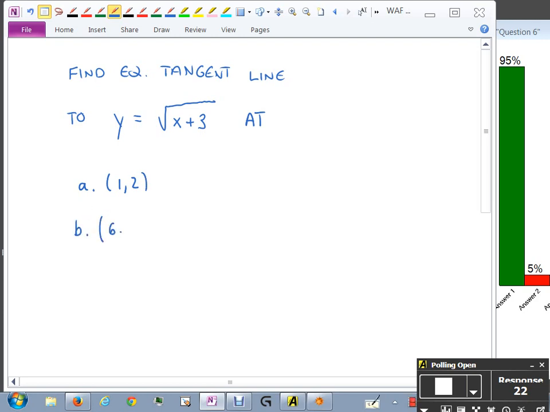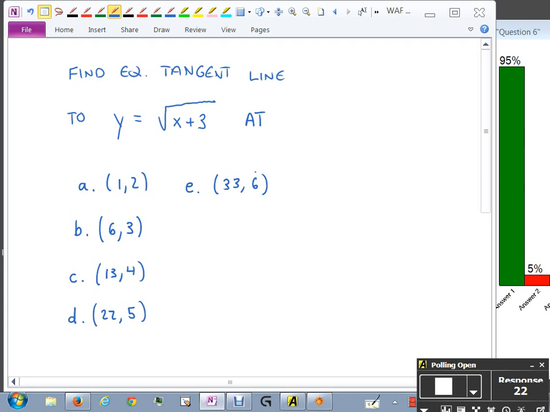6, 3. Part C, what's my next perfect square here? 16, I'm trying to make these nice. 16, so 13, 4D, 22, 5, E, 33, 6. That should be good.